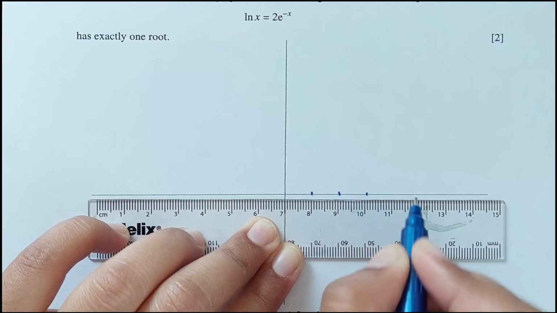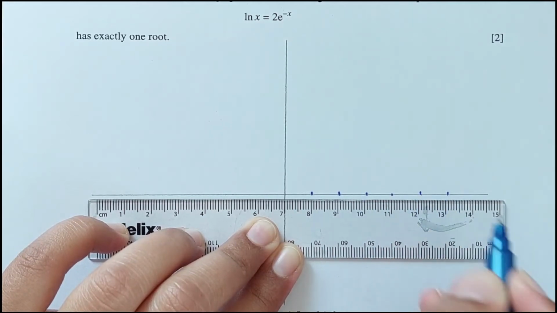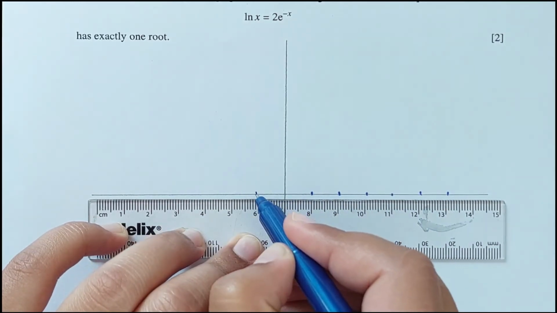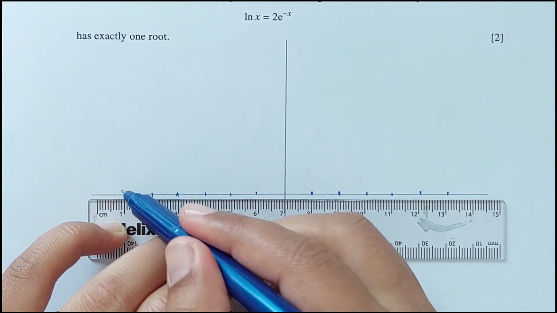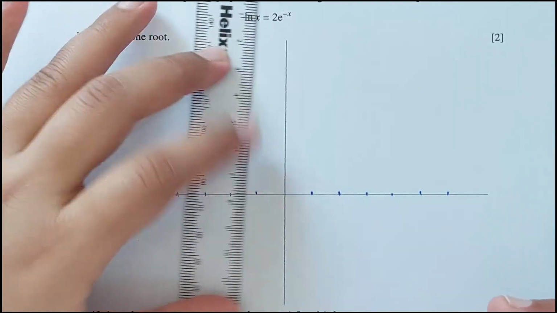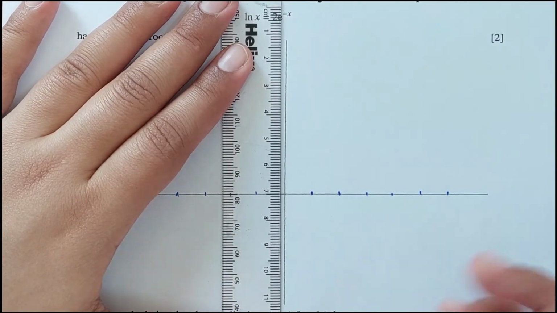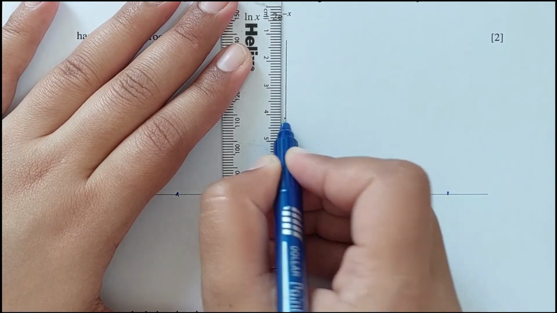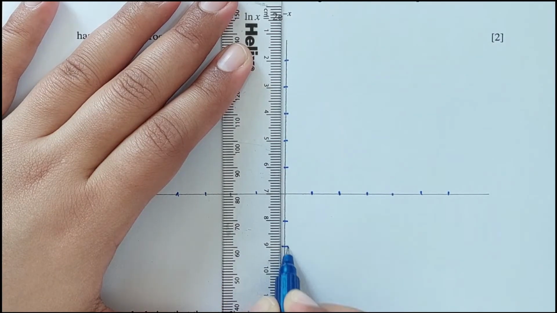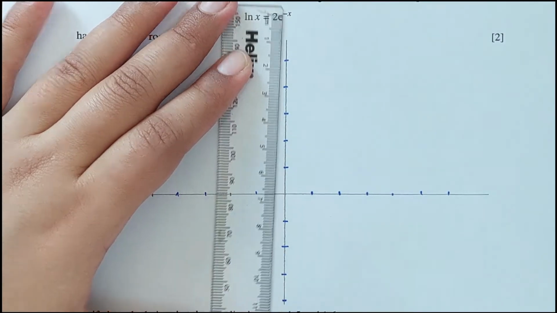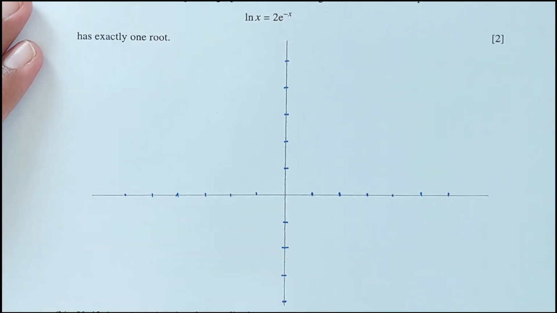1, 2, 3, 4, 5, 6. This is 1, 2, 3, 4, 5, 6. And over here we have 1, 2, 3, 4, 5. 1, 2, 3, and 4. All right, let me sketch the graph of ln x first, right?